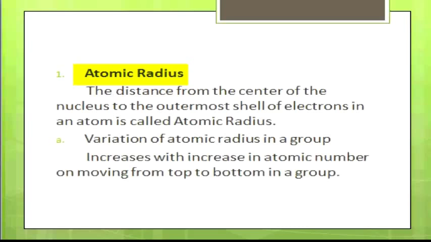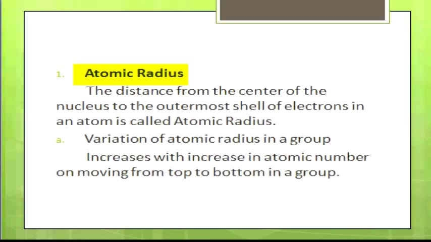Now, atomic properties. The physical characteristics of the atom of an element are called atomic properties. The physical properties such as melting point, boiling point, atomic radius, ionization energy, electron affinity, electronegativity, valency, density, etc. are atomic properties.